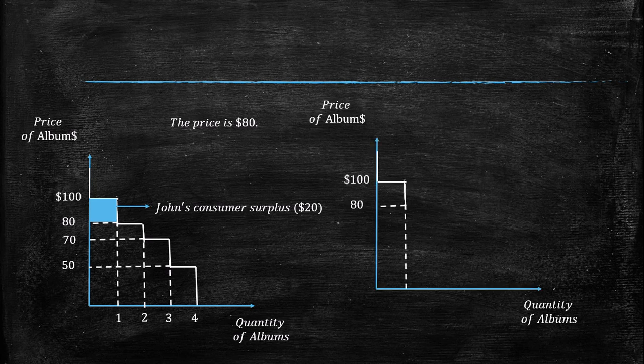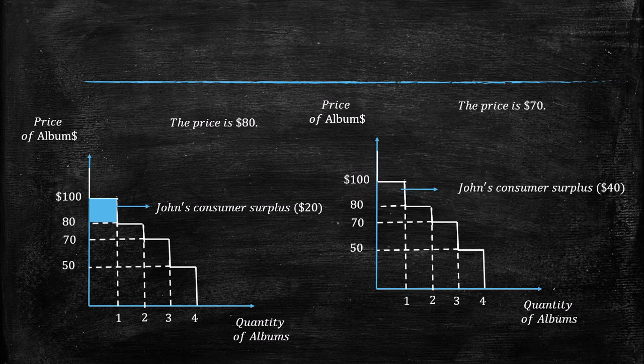Now imagine the case where the price is even lower. So the price is going to be 70. In this case, we have the blue part. It's going to be John's consumer surplus, because as I said before, he was able to pay even 100 for buying 1 album, but instead of that, the price is 70. So he will get 30 of consumer surplus.